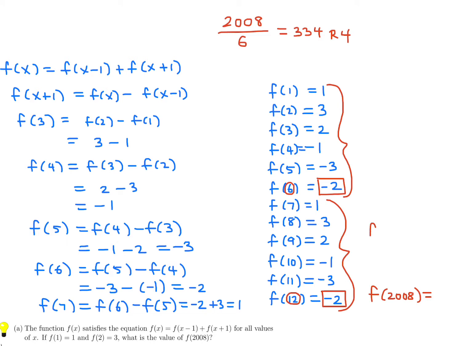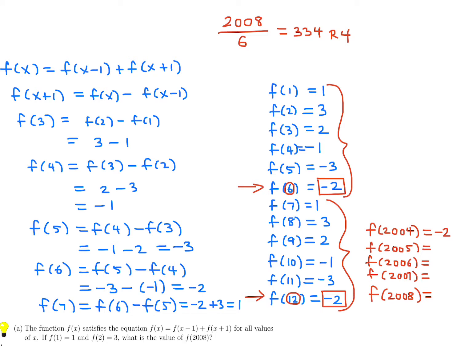So that means that F at 2004 is divisible by 6, a factor of 6, however you want to say it. So that means that will be negative 2, since all the factors of 6, multiples of 6, are going to result in negative 2. So all we have to do is just use the pattern to figure out the rest. F at 2005, F at 2006, F at 2007.